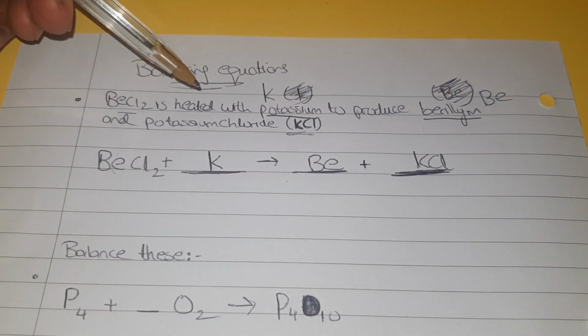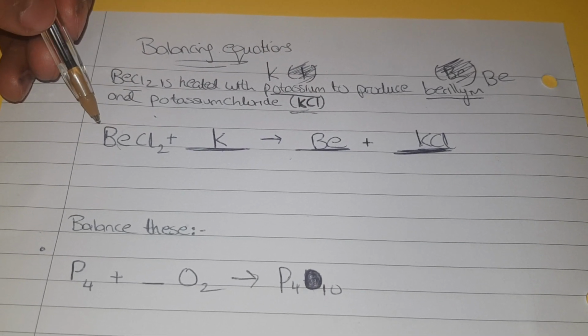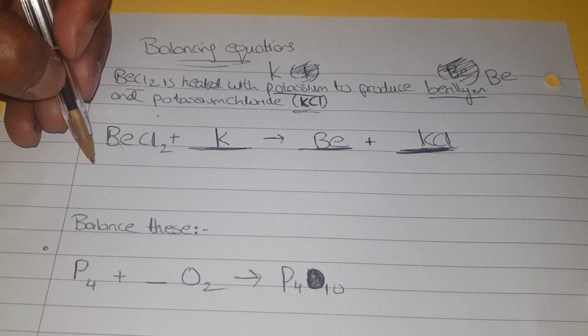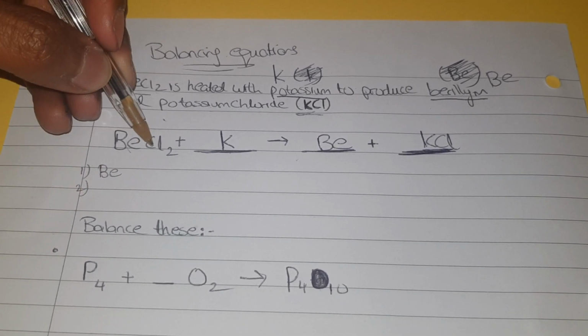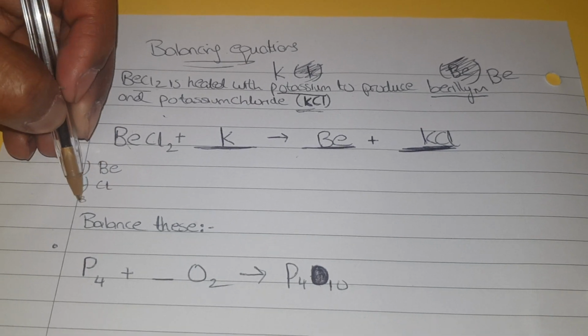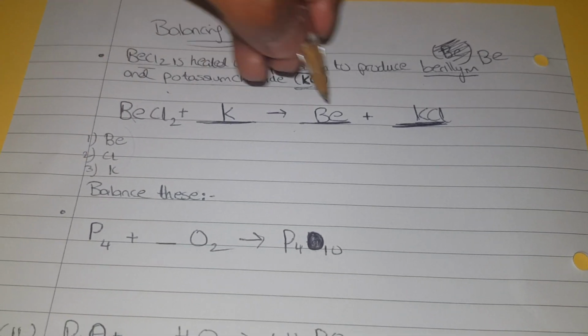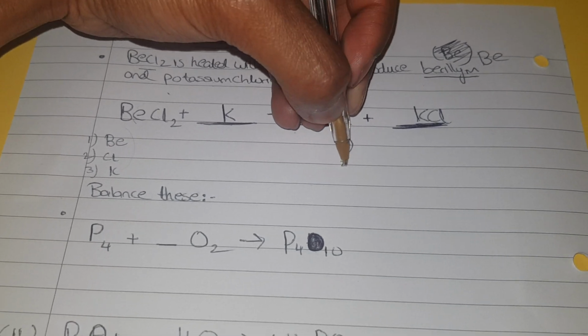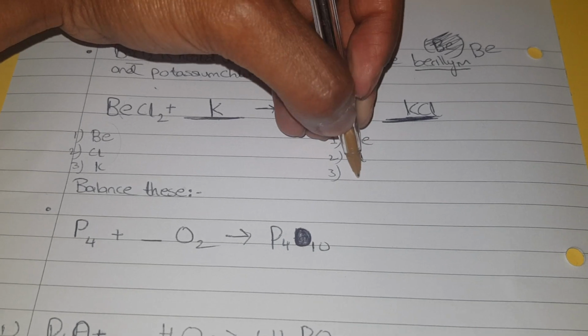Now what we do is we want to balance the left-hand side with the right-hand side. So put down all the different elements you have. So we got beryllium. That's your first thing. Second thing, we got chlorine. And third off, we got K, which is potassium. So this is on the left-hand side. Let's do the same for the right. You got beryllium, chlorine, and potassium.